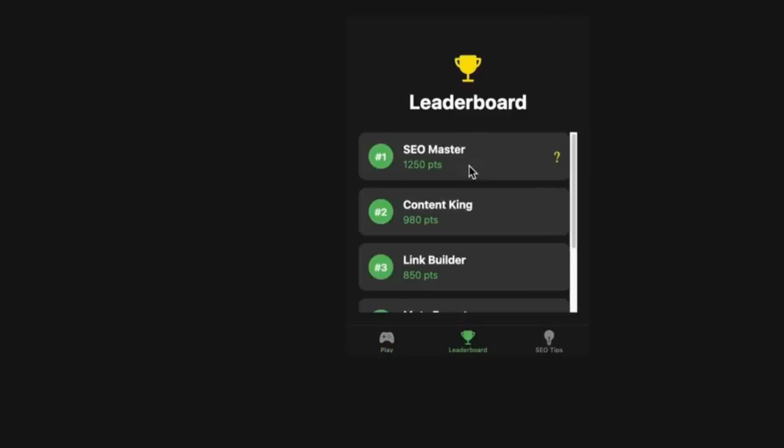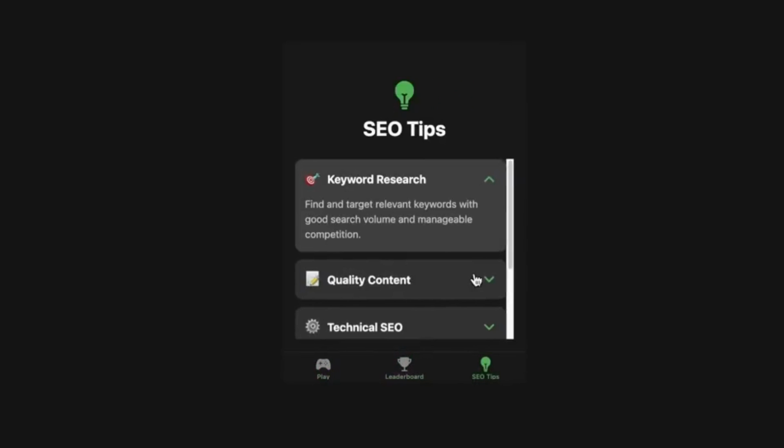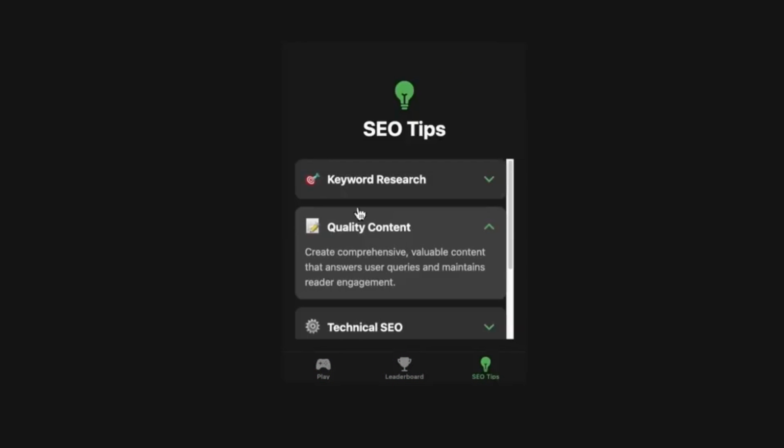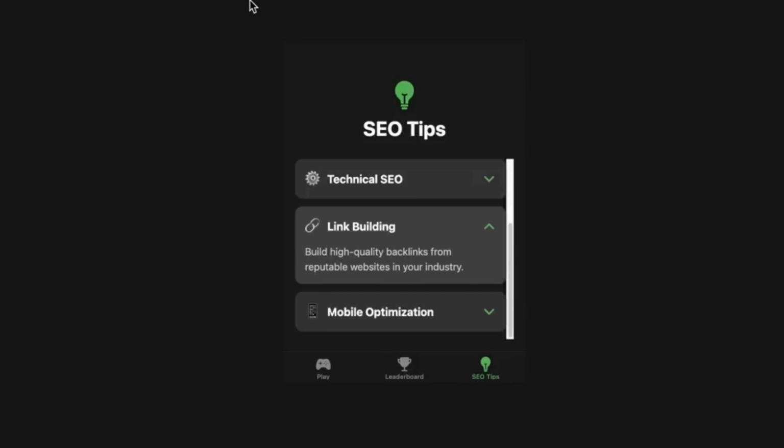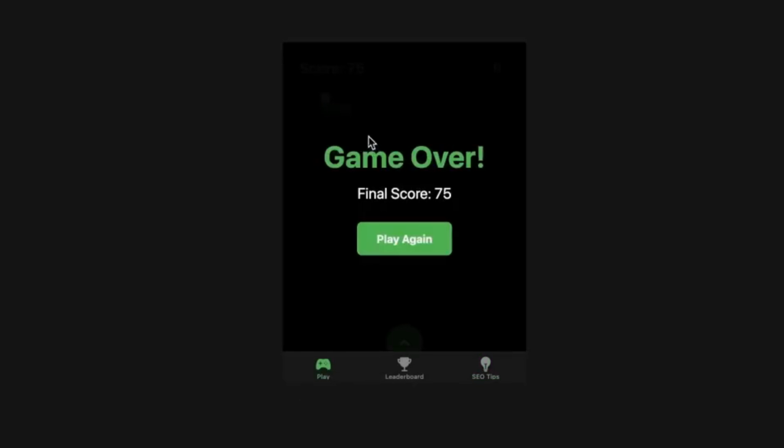Then you've got the leaderboard section over here, and then SEO tips on the right hand side as well. Pretty cool. And these are the icons that you're collecting, right? So for example, keyword research, quality content, link building, etc. Now that could be customized to any industry or any business or whatever you're trying to do. You could even have an email registration before people can sign up as well, so you can generate leads for your business.